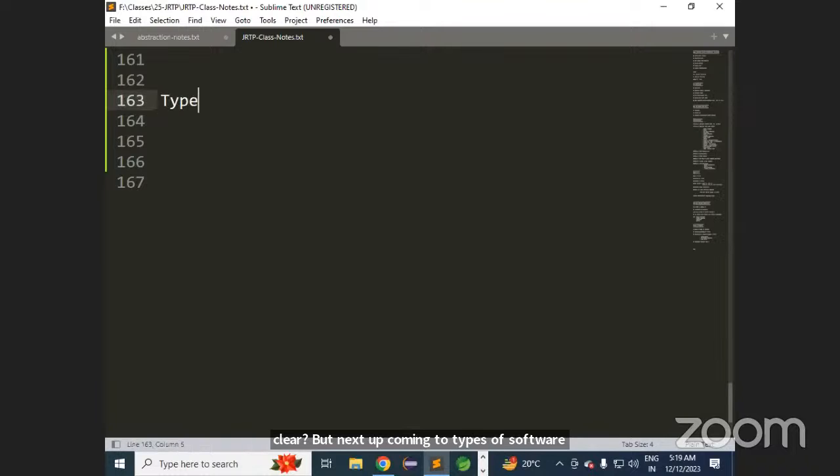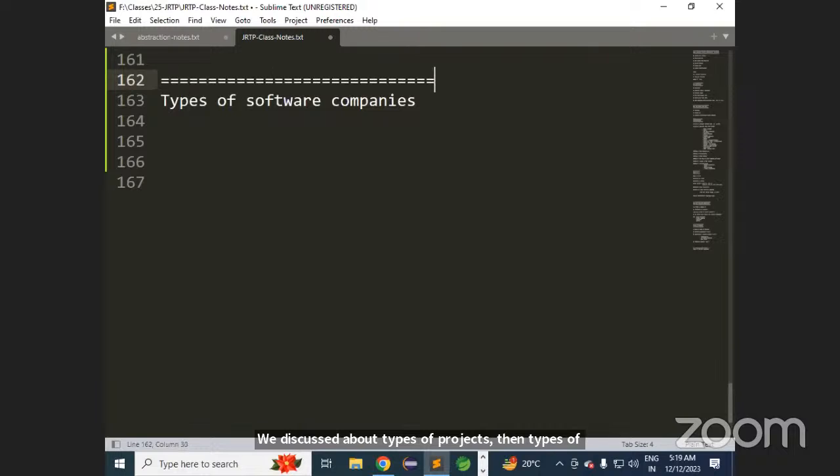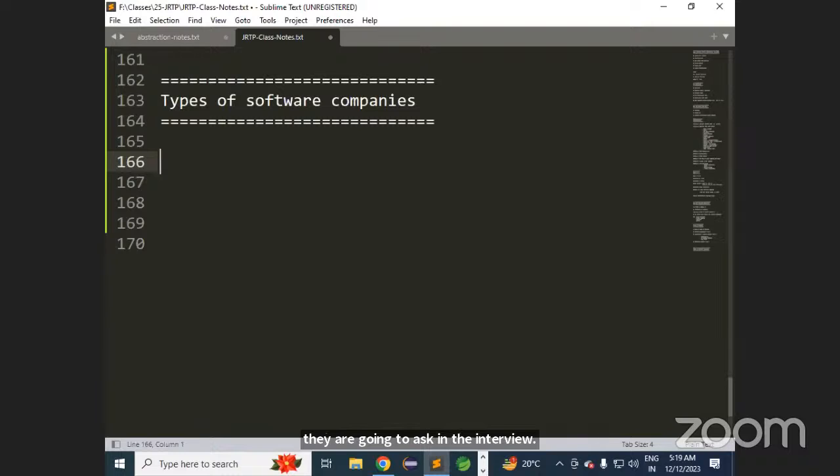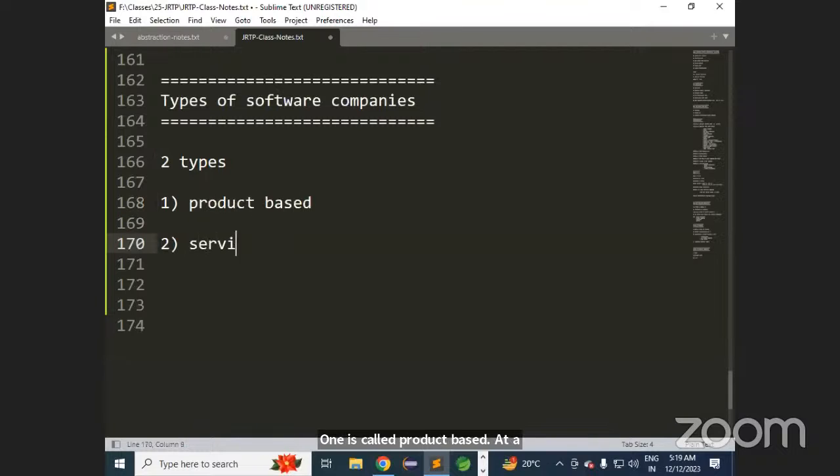Next, coming to types of software companies. We discussed types of projects, now types of software companies. When you are attending an interview in a company, what type of questions they ask depends on the type of the company. The companies are mainly divided into two types, guys. One is called product-based company. The second one is called service-based company.